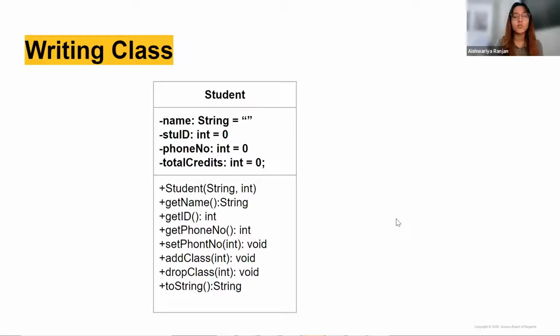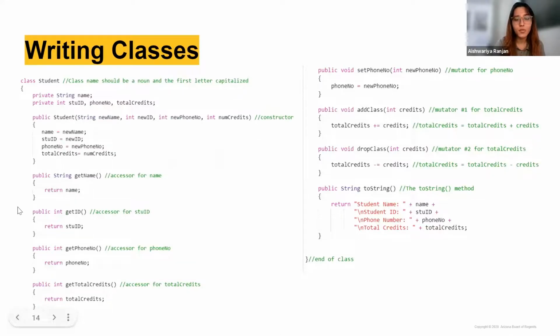Okay, we're going to go over the class now. So here's the full code of this class. The class's name is student, so we start with class student. We have private variables. So we have private string name and private int student ID, phone number, and total credits. So the first method we had was the constructor. So we would name it public student. It has to have the same name as the class.